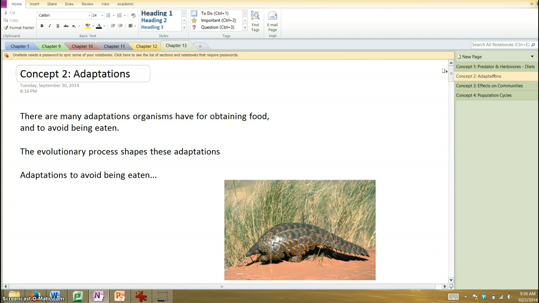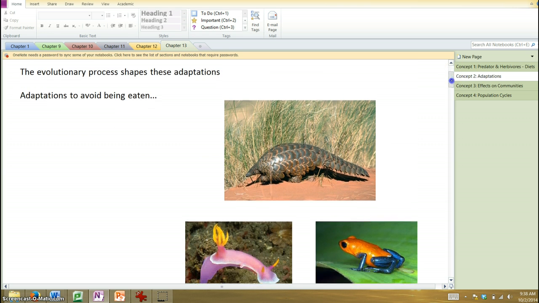All right, adaptations. So we've talked about different ways in which organisms go out there and get food, but then there's, of course, also the other side of the coin. You want to avoid becoming food. And so these adaptations are very broad and have been shaped by the evolutionary process.